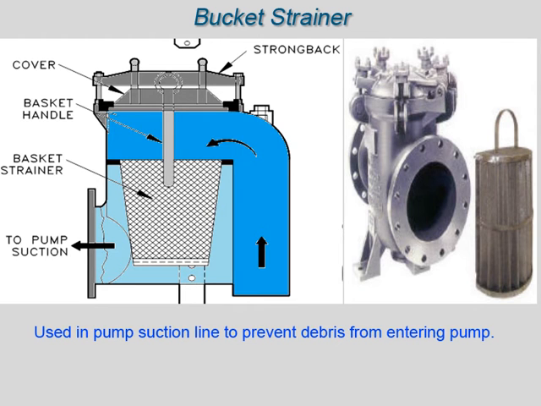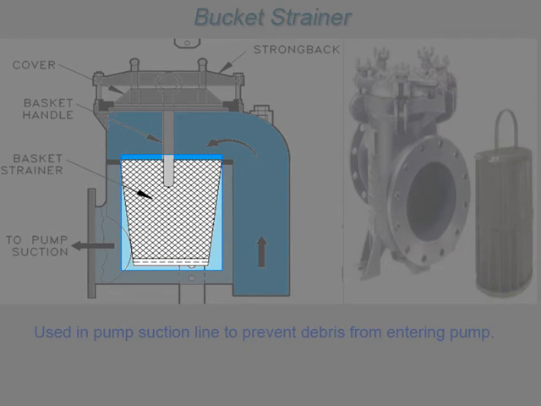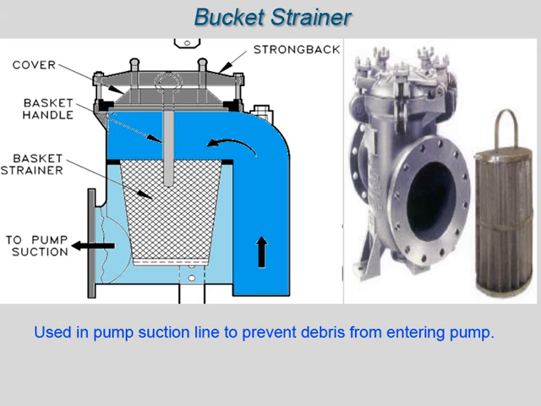Bucket strainers are located in the pump suction line between the suction manifold and the pump. They get their name from having the shape of a bucket. Any debris that enters the piping is collected in the strainer basket. These are used a lot when the water is from a dirty source, such as a lake, pond, or river. The basket can be removed for cleaning.